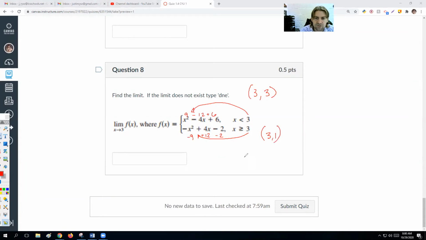So these do not match up, so we would say that this limit does not exist. Coming from the left side, it's 3. The right side is 1. It doesn't match up. This would be a non-removable discontinuity, and the limit does not exist.